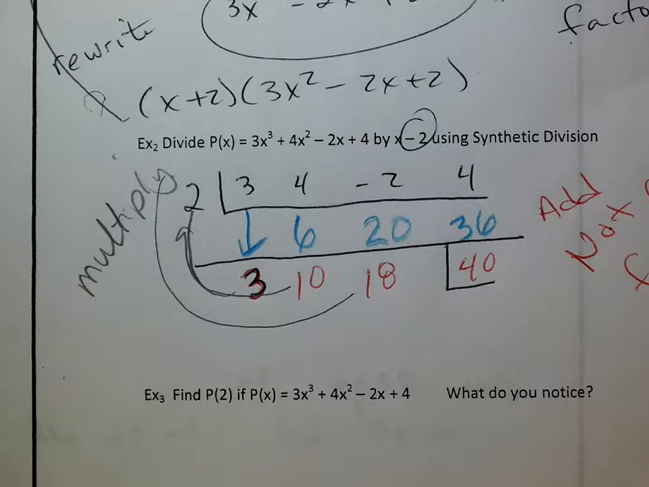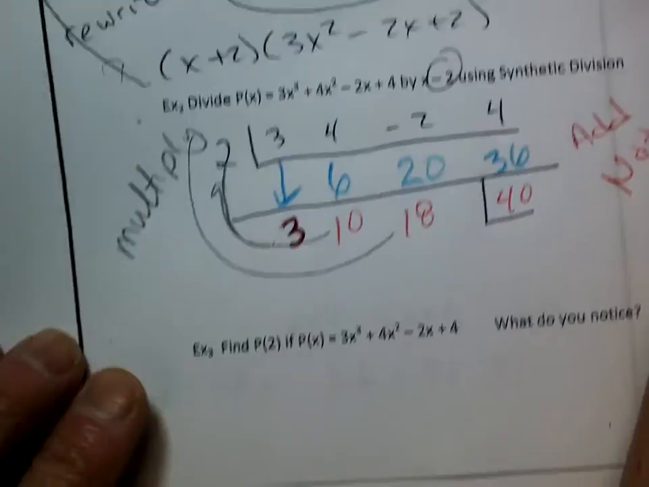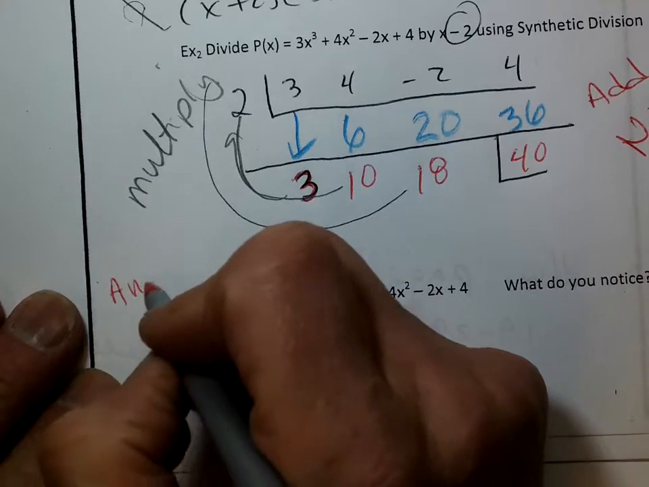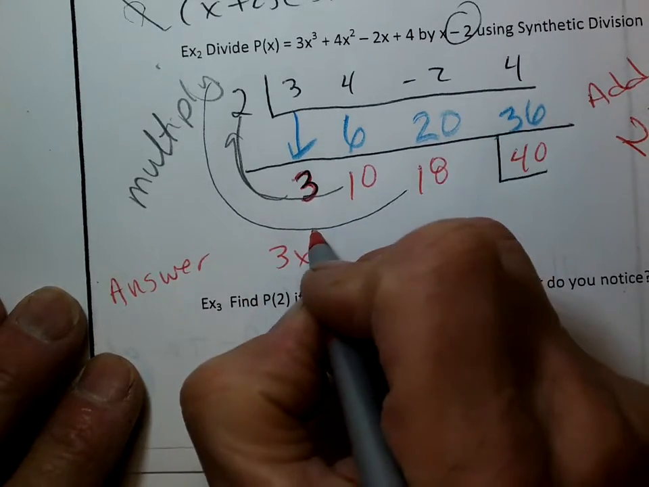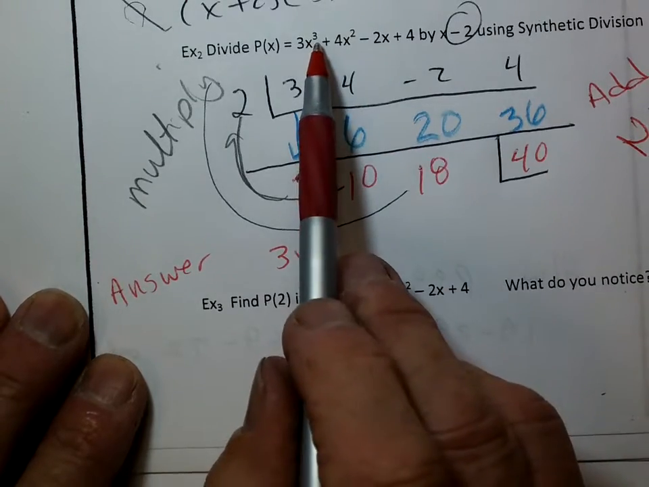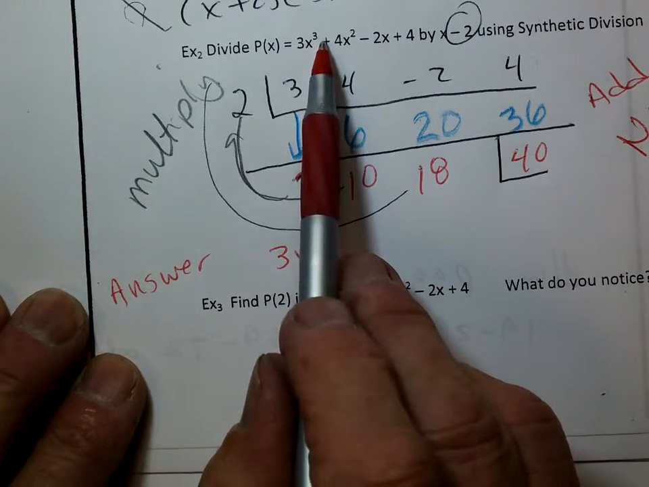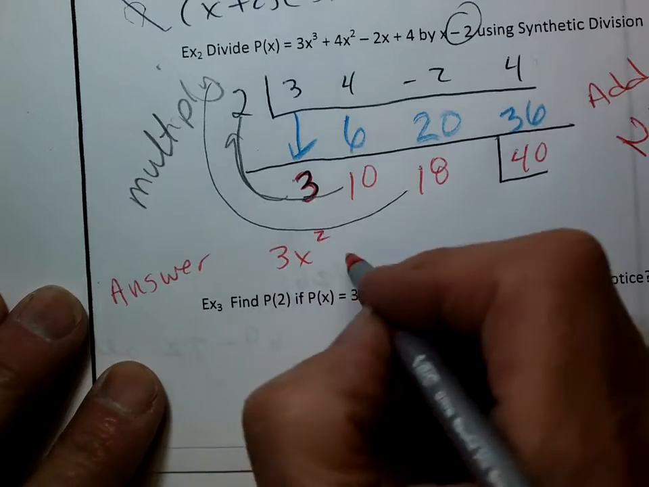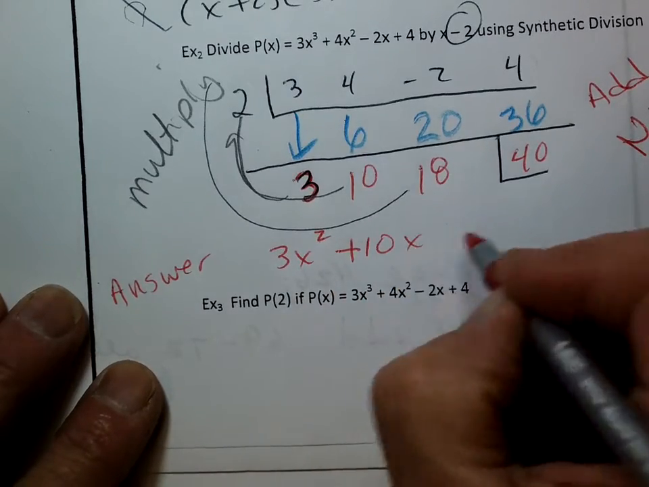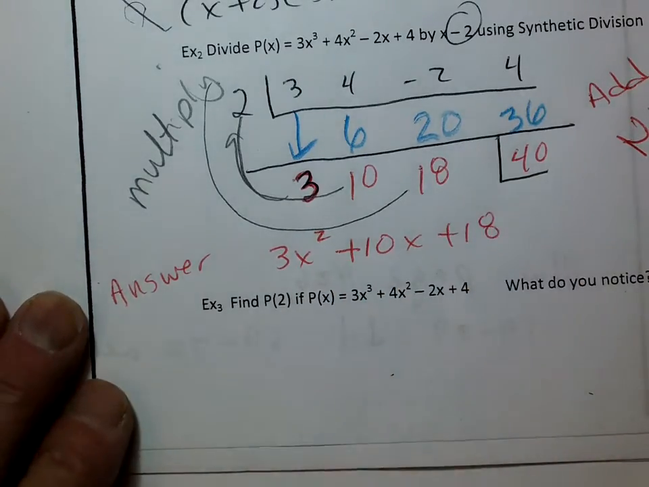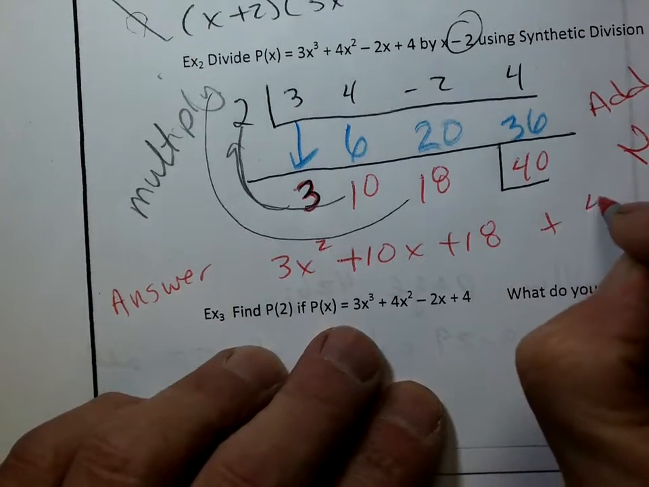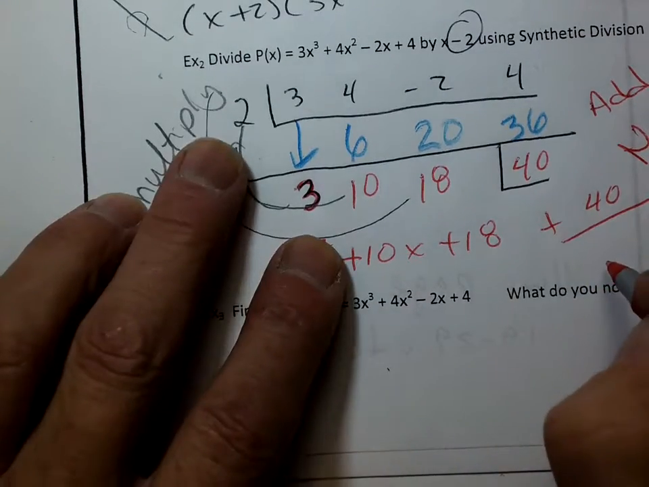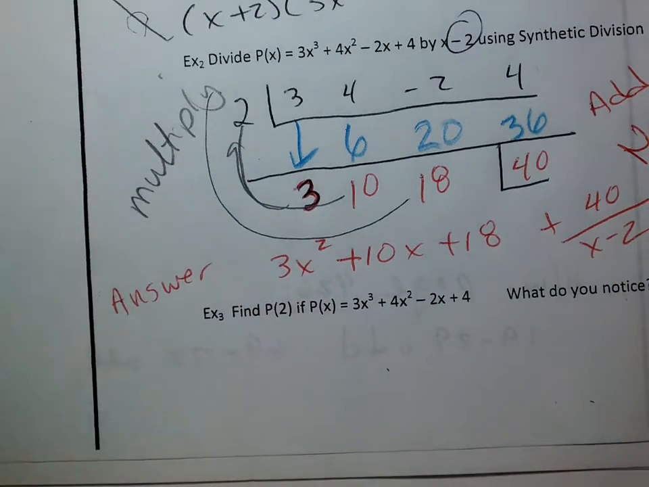The answer is going to be 3x squared, one less power than the original because we divided by an invisible x, plus 10x plus 18. And we're not going to say remainder 40. We're going to go plus 40 over x minus 2. That's the answer.